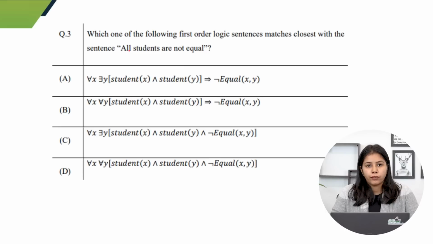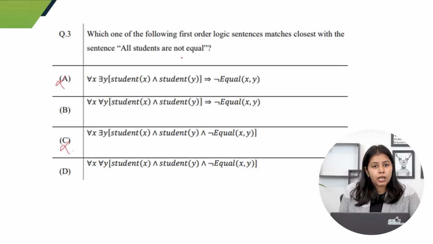That means I have to find out a logical language. In logical language, how do I write down "all students are not equal"? Because we have been given "all", we have to use the for all notation. So the there exists notation does not get used here. So option A is not true, option C is not true, right? All students are not equal.